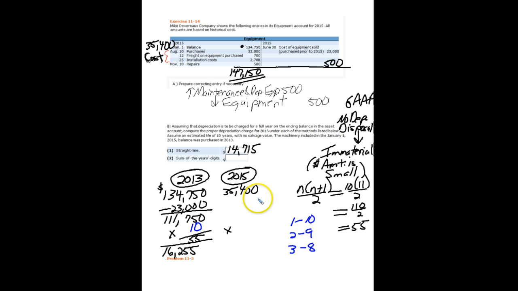Okay. Now over here in 2015, this is the first year of the asset's life, so the numerator in year 1 will be 10, again 55ths. So we'll arrive at a sum of 6,436. And if I add those two together, the 16,255 and the 6,436, I will get 22,691.